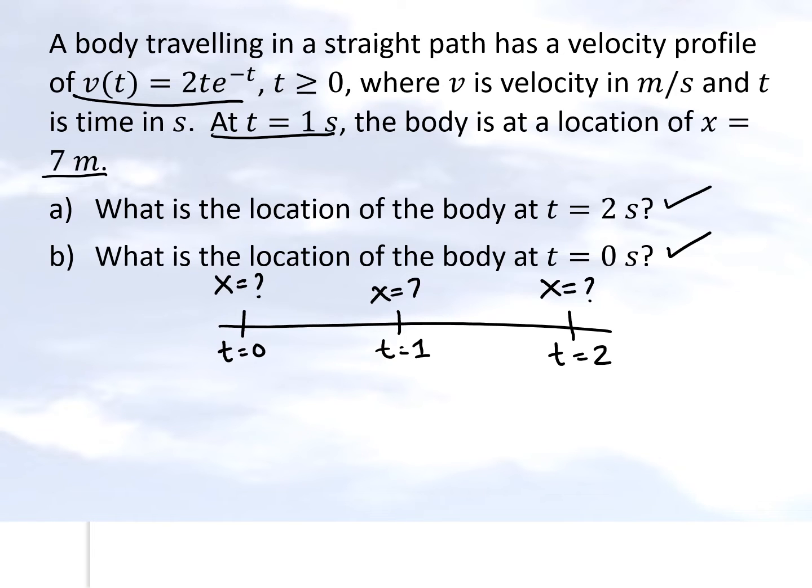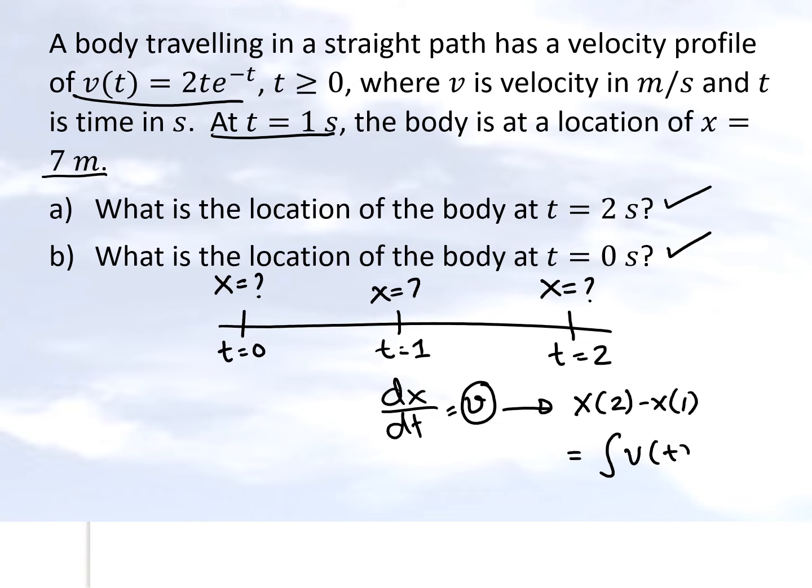So if we look at the fundamental theorem of calculus, if dx by dt is equal to v, because velocity is the rate of change of location with respect to time, then if we apply the fundamental theorem of calculus, we'll find that x2 minus x1 is nothing but integrating this expression, v of t dt, from 1 to 2. Since we know what the location x of 1 is, we can find out what the location of the body is at x of 2.